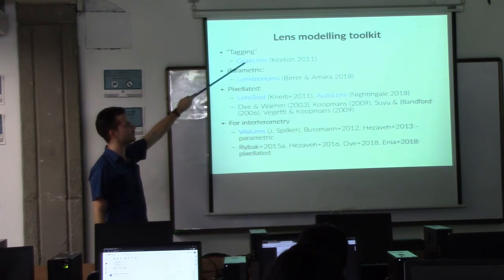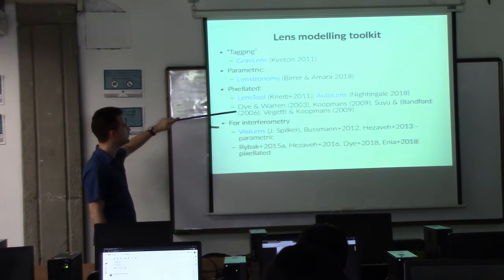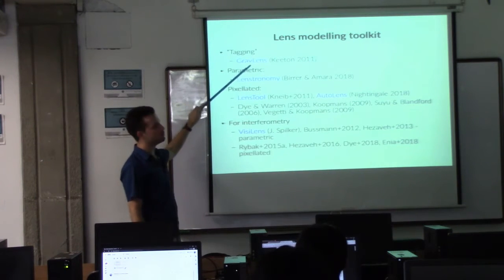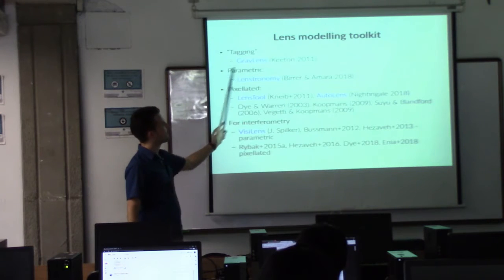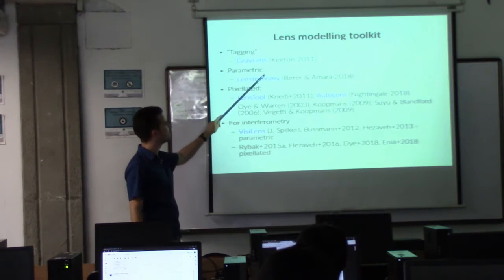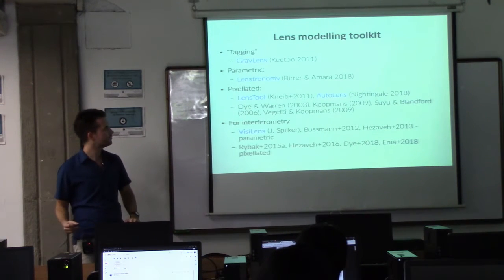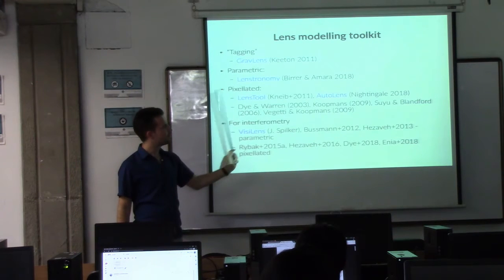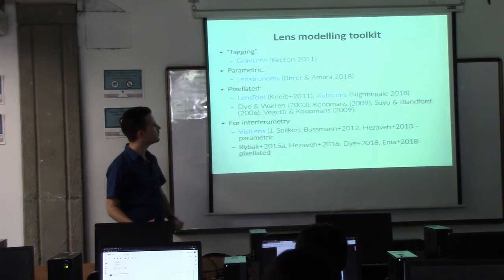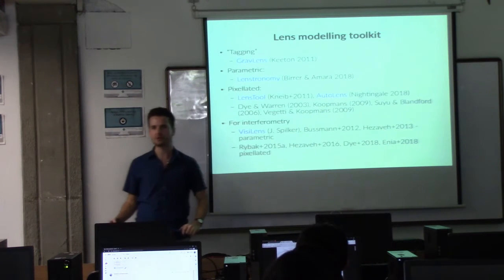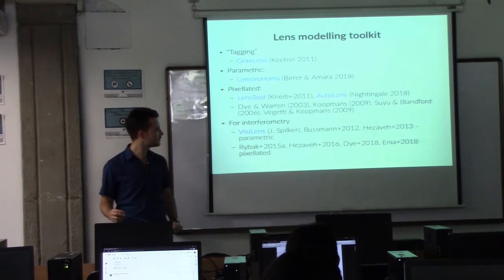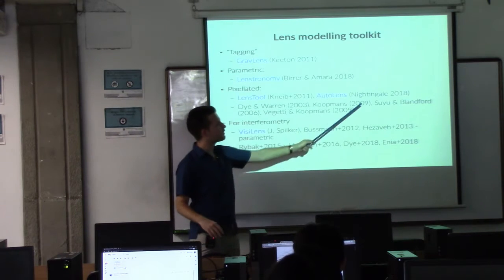Gravlens by Chuck Keeton is an open source code that is very widely used. If you want to do more complex models, for parametric source models, you have Lenstronomy by Simon Birrer. There are also some models that do pixelated sources. There is the Lens tool, which is widely used, and the newer thing called AutoLens that I will describe in a second.